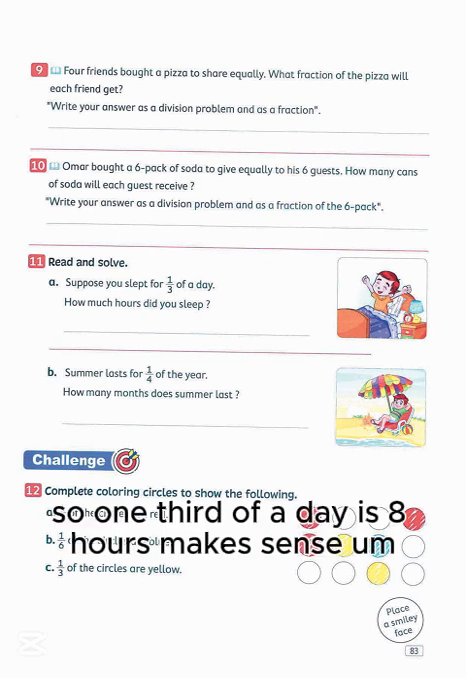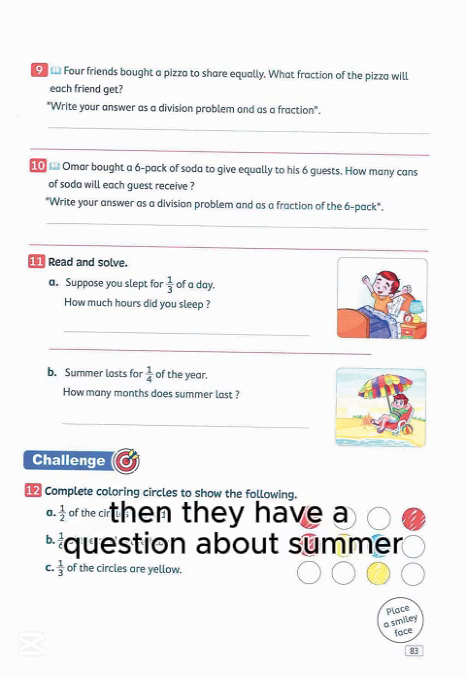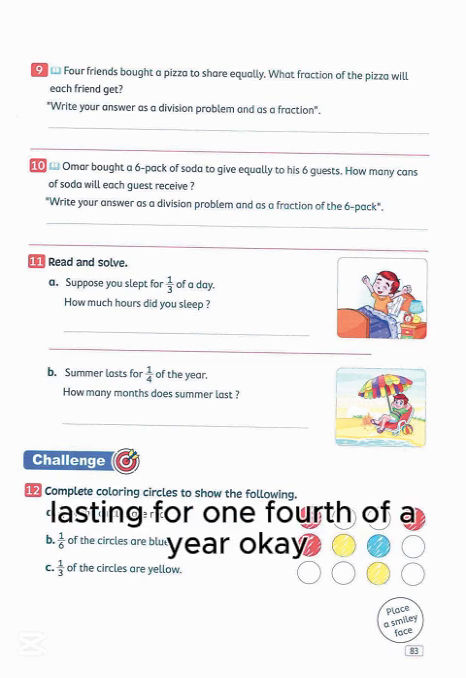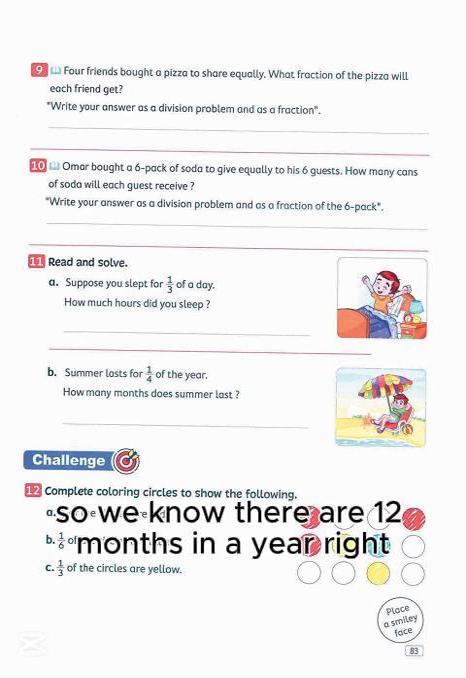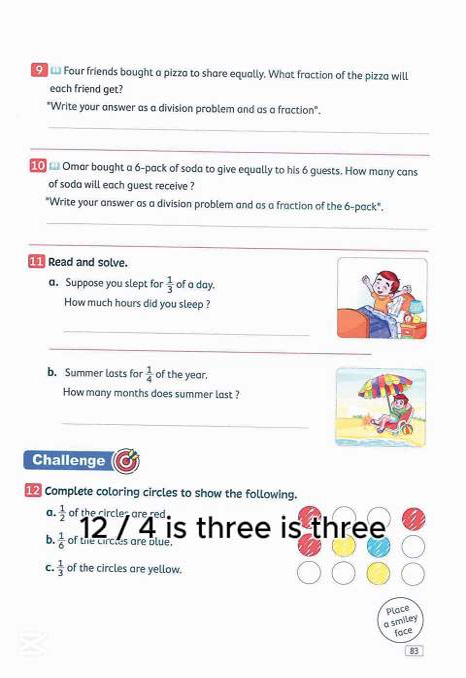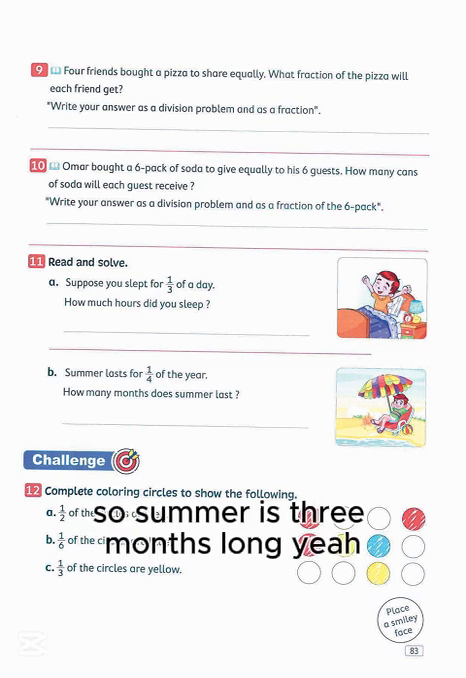Makes sense. Then they have a question about summer lasting for 1/4 of a year. How many months is that? So we know there are 12 months in a year. 12 divided by 4 is 3. So summer is 3 months long.